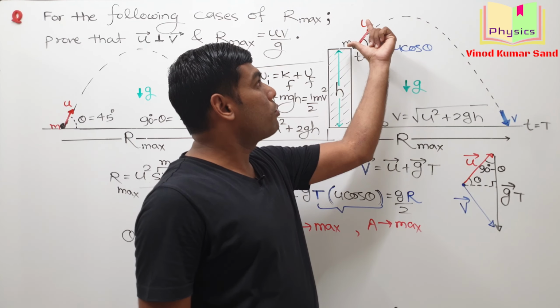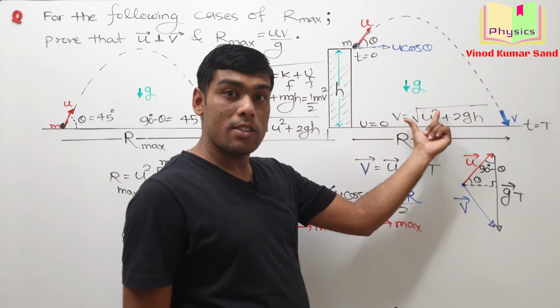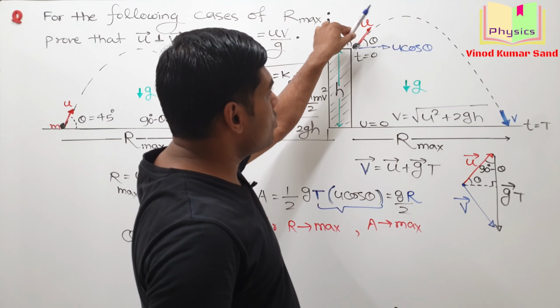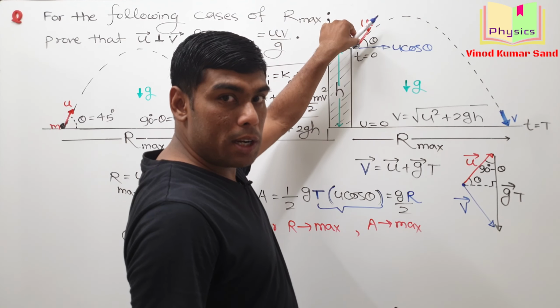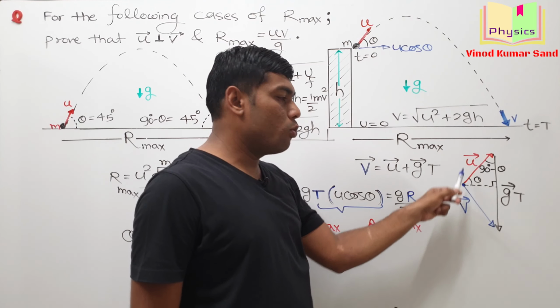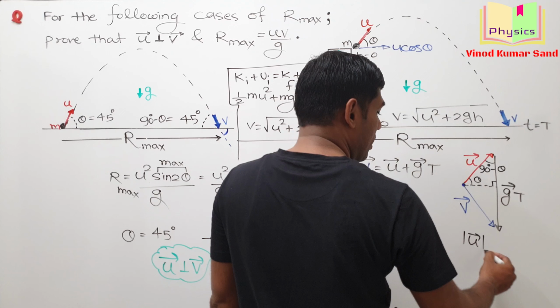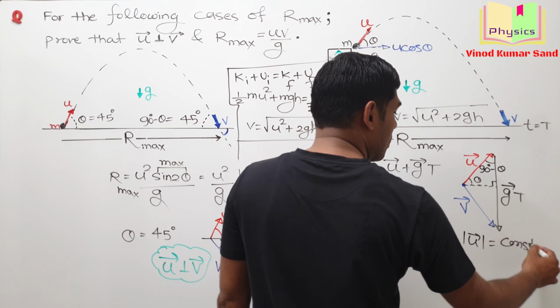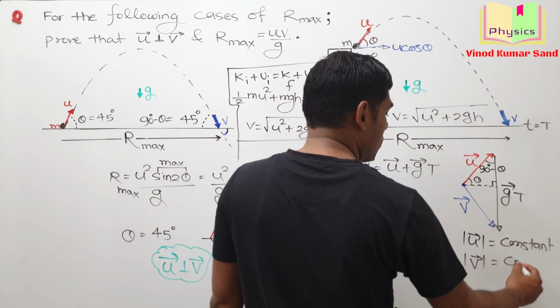Now, in this triangle, we have one constraint. The length of U vector is fixed as well as the length of V vector is fixed. We can change the angle as per our convenience for obtaining the Rmax, but the length of V vector and U vector has been fixed. What I mean to say, mod of U vector is constant as well as the mod of V vector is also constant.